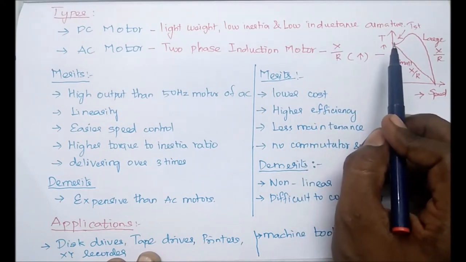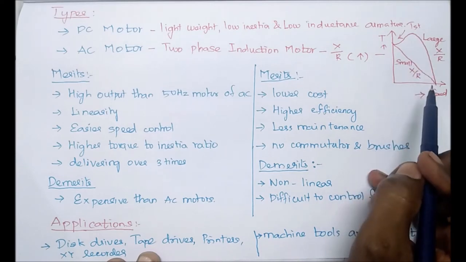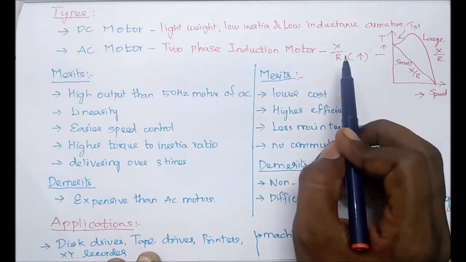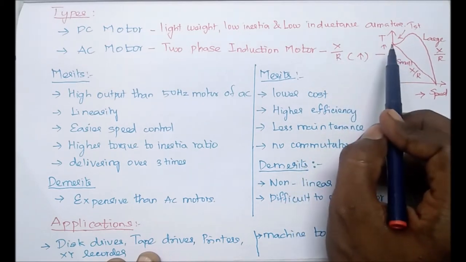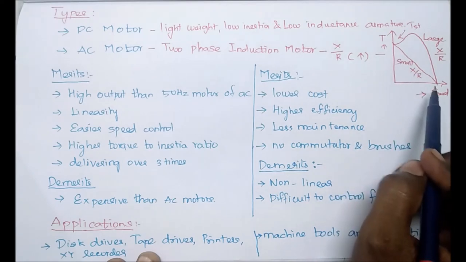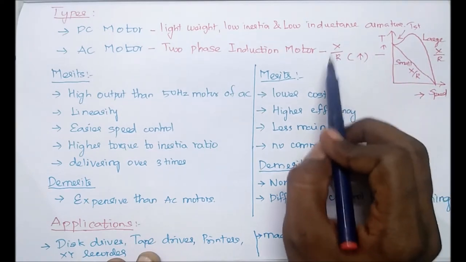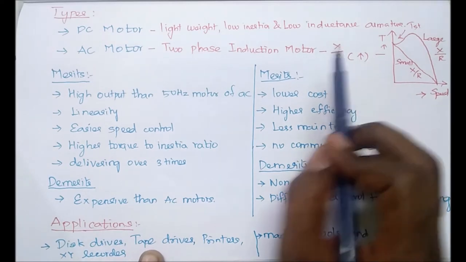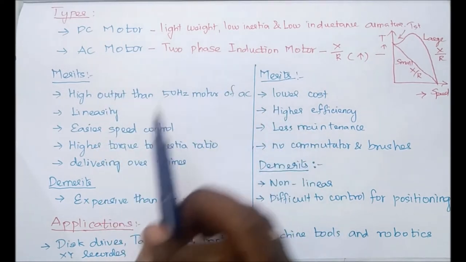We see from this speed torque curve, this is the characteristic of an actual induction motor. So we see this is not a linear one. Suppose we use a high resistance value, then its characteristics will be linear. So to convert non-linear into linear, we have to use high resistance instead of high inductance. So this is the difference between AC servo motor and DC servo motor.